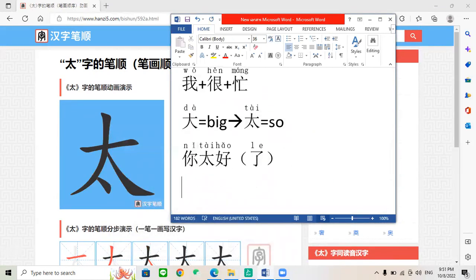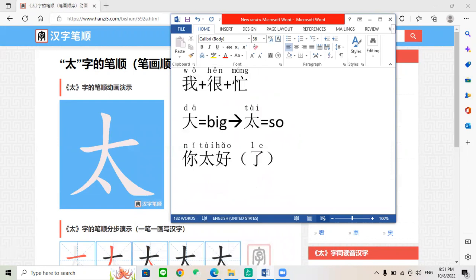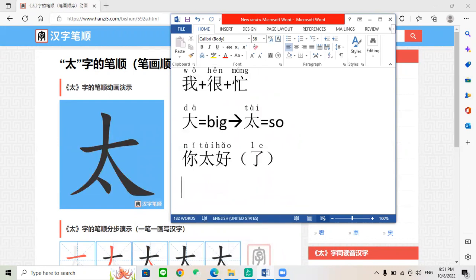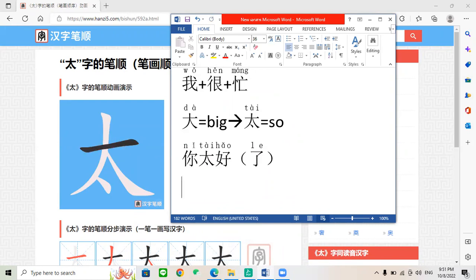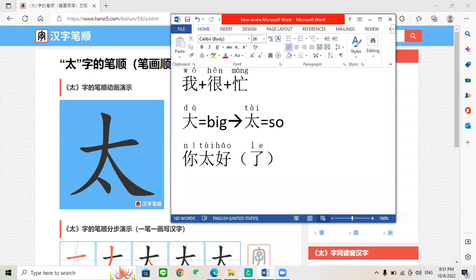Okay. Another one is like, we've learned 忙, which means busy, right? I am so busy. How do we say it in Chinese? I'm so busy. 我太忙了, right? 我太忙了.